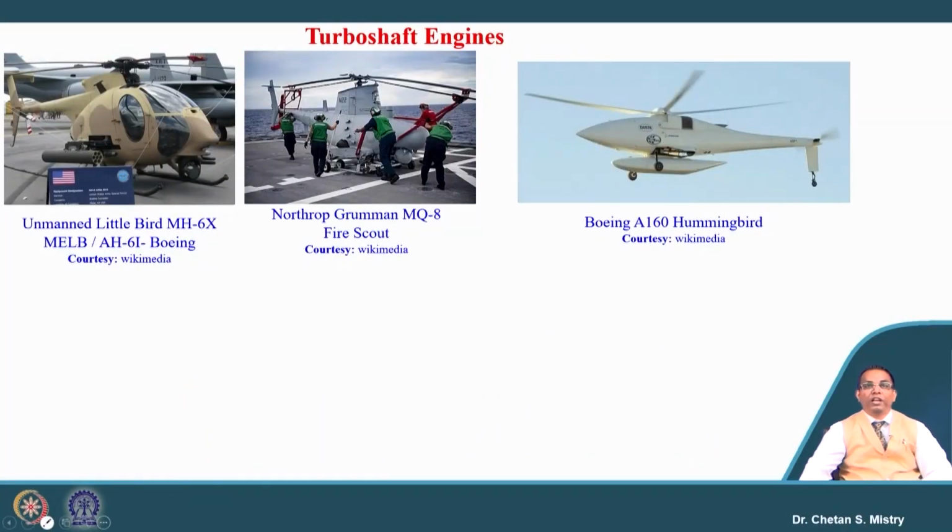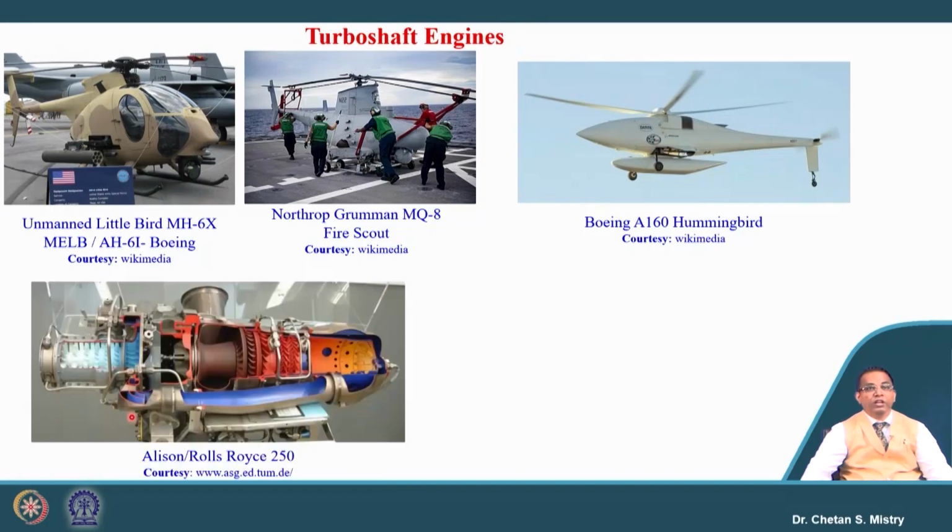Here if we look at, these are applications of the turboshaft engine for UAV helicopters. Here we have these two UAV helicopters, the unmanned Little Bird and the Northrop Grumman, and they both are run by the Allison Rolls-Royce 250 engine. Here if you look, this engine has a different kind of construction. Just look, we have an axial flow compressor followed by a centrifugal compressor, and from there the flow goes all the way here.